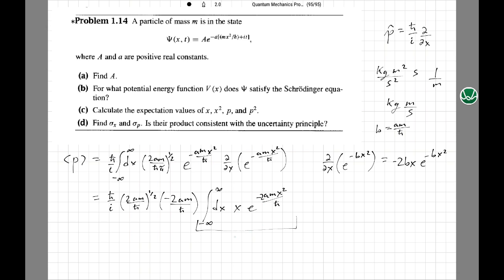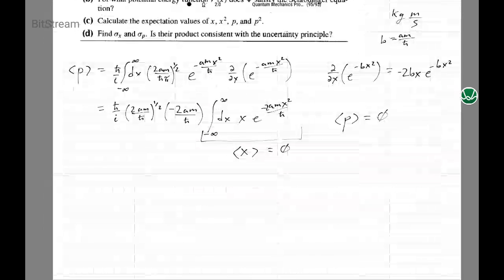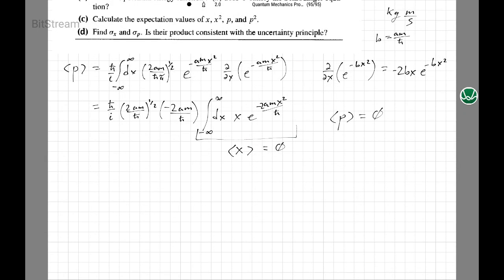You'll notice that this is just the expectation value of x, which we found before was 0. So that's why I said this one is trivial. The expectation value of momentum is 0. Probably saw that one coming. Probably see this one coming too, that now this, so that's going to be squared, is not going to be a 0.